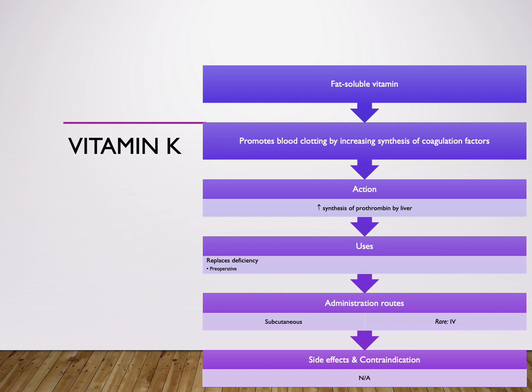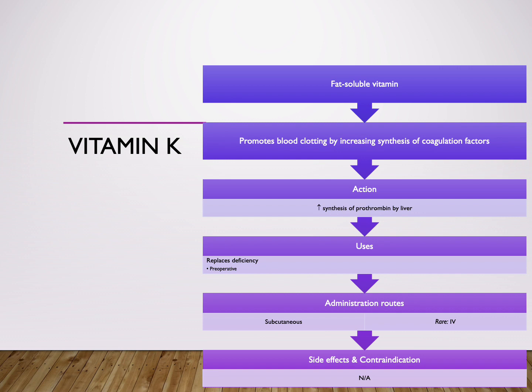Now let's talk about vitamin K. Vitamin K is a fat-soluble vitamin that promotes blood clotting by increasing prothrombin synthesis in the liver. And just as calcium is, vitamin K is integral to the clotting process. Decreased vitamin K levels are often seen in patients on oral anticoagulants, and some antibiotics also cause vitamin K deficiency.